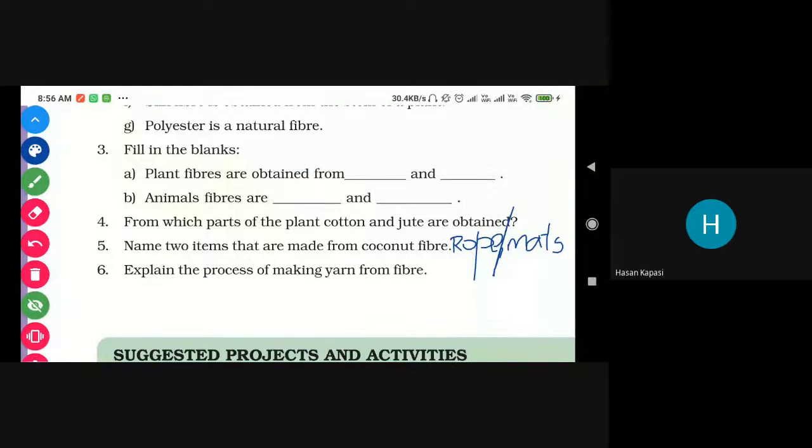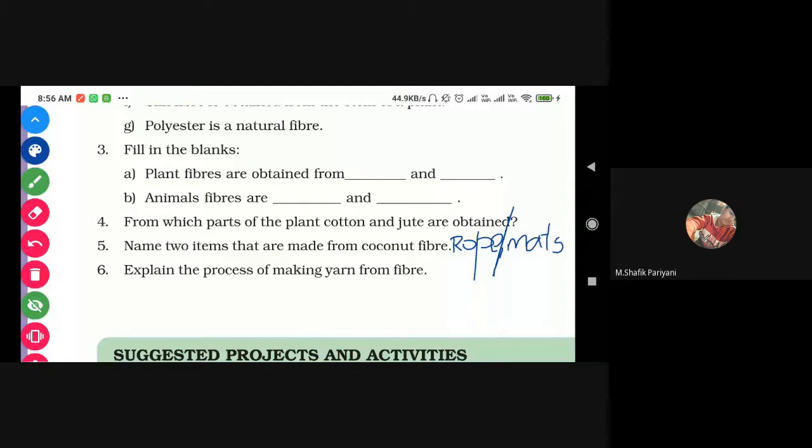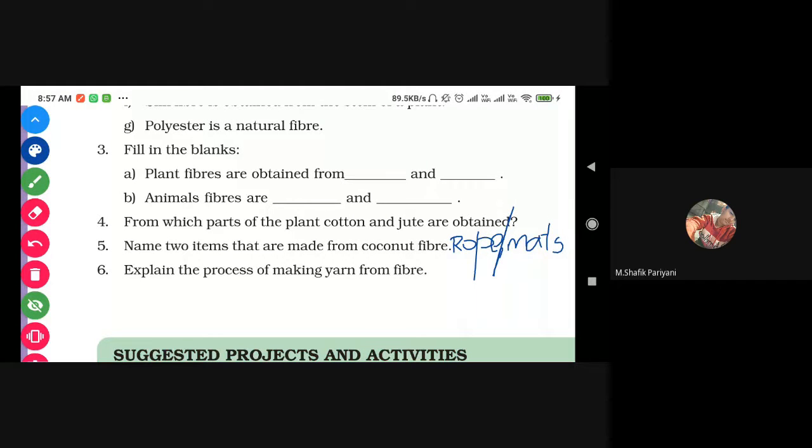Explain the process of making yarn from the fiber. Yarns are made up of fibers. The process of making yarn from fiber is called spinning. In this process, fibers from a mass of cotton wool are drawn out and twisted. This brings the fibers together to form yarn.